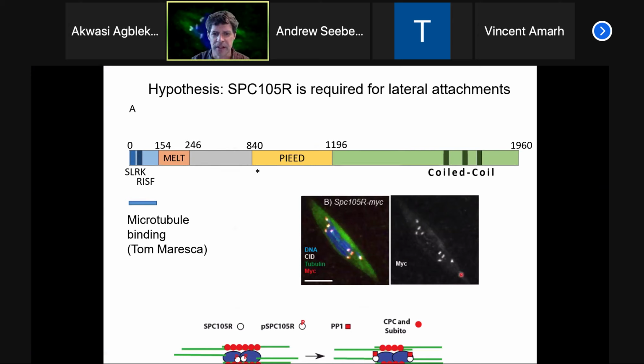We use an RNAi-resistant SPC105R transgene, and it's actually known from a colleague of ours named Tom Maresca that the N-terminus region of SPC105R can actually make those lateral attachments. And the hypothesis is that there are 2 phosphorylation sites for Aurora B located in this region that control this activity. So when this region is phosphorylated, we propose that SPC105R can make lateral attachments. When this region gets dephosphorylated, it converts to end-on attachments. And so we're testing this with these mutants.